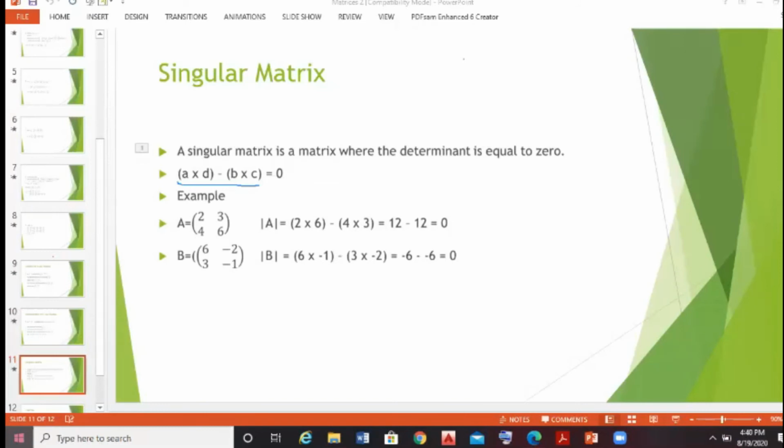Let me go over that again. A singular matrix is a matrix where the determinant is equal to 0. In other words, that matrix does not have any inverse. Is that clear? Yes, sir. Take a note of that. I will repeat it. A singular matrix is a matrix where the determinant is equal to 0, which means that that matrix does not have an inverse. Are we good there, folks?